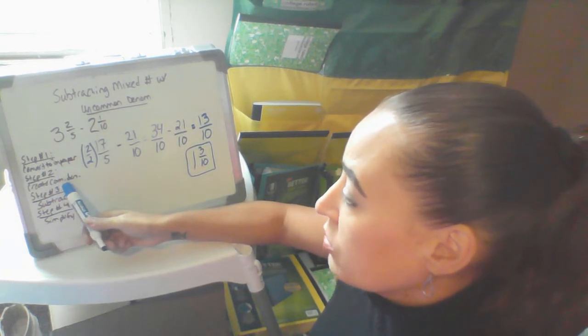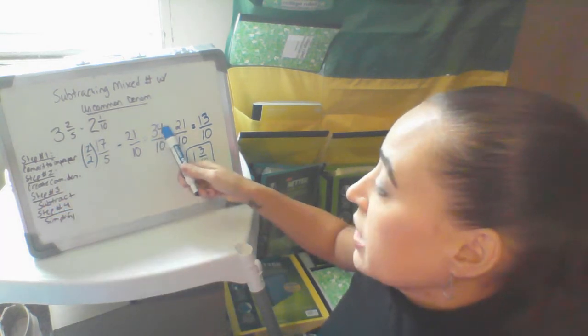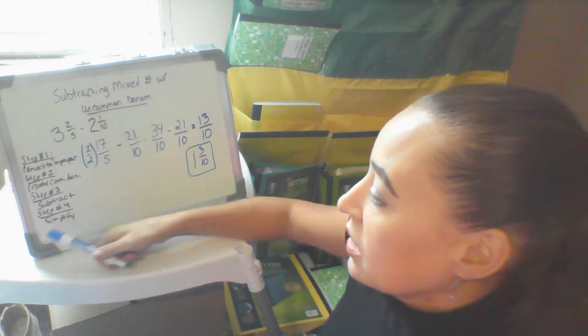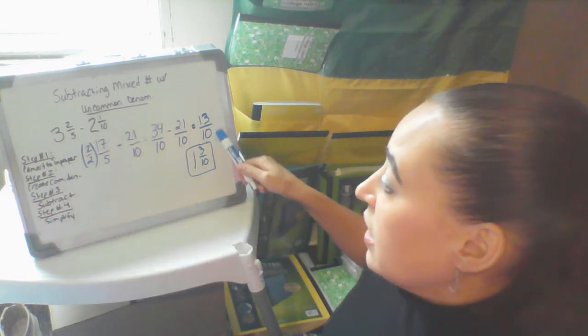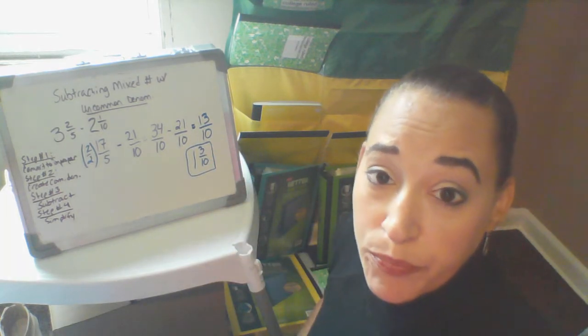Okay, now that we created our common denominator, step 3 says to subtract. So we subtracted 34 over 10 minus 21 over 10 and got 13 over 10. Step 4 says simplify, and we did. Okay, we turned it back into that mixed number.